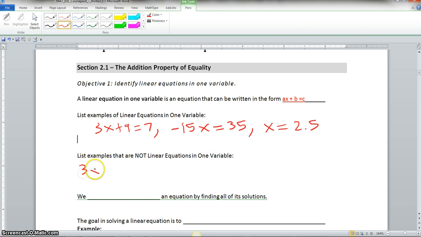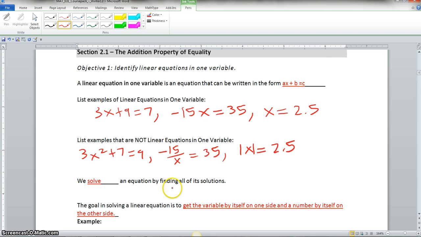We can have 3x squared plus 7 equals 9. We can have negative 15 over x equals 35. And we can also have the absolute value of x equals 2.5.